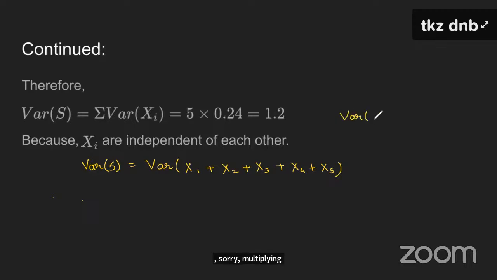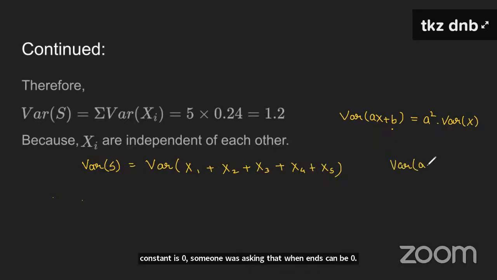Variance of x, variance of, let's say, ax plus b. How will you calculate that? Where a and b are constants, this will be equal to a square into variance of x. So if you add a constant, the variance of a constant is 0. Someone was asking whether variance can be 0. Yes, the variance of any constant number is always 0.